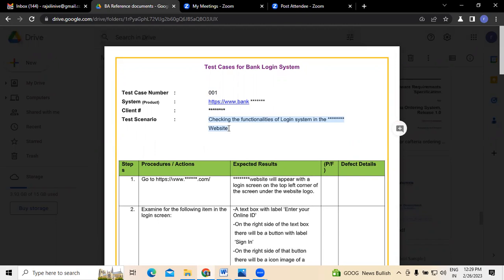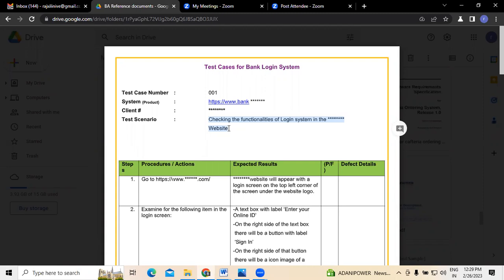Raj, sorry to interrupt. My understanding is that first the test scenario is prepared from the BRD or the use case. From the test scenario, test cases will be prepared with the steps involved in it.